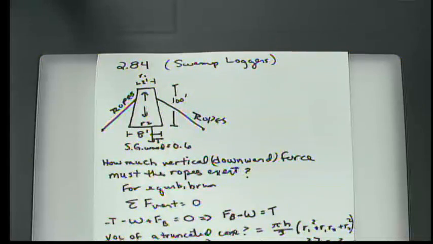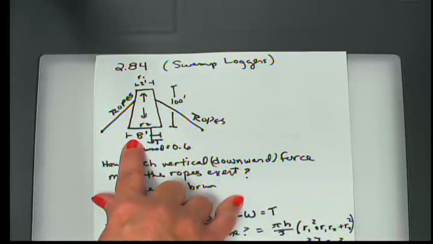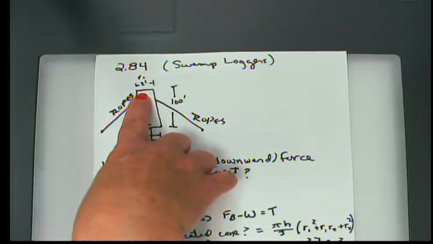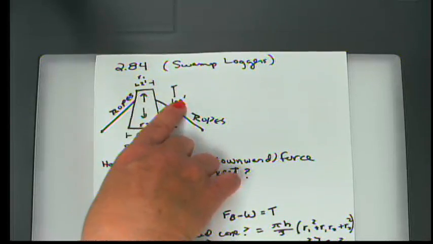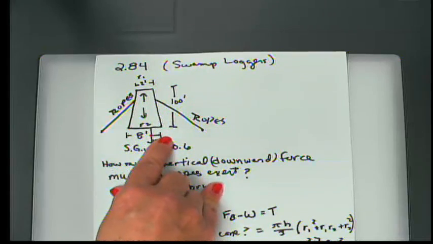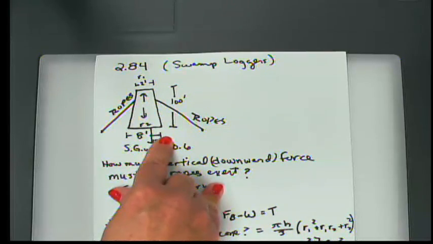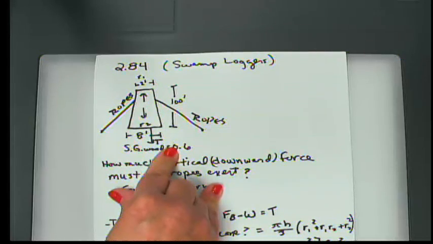Okay, so the specifics said, assume that a typical large tree can be approximated as a truncated cone with a base diameter of 8 feet, a top diameter of 2 feet, and a height of 100 feet. So I've drawn that here. We have a diameter at the base of 8 feet, a diameter at the top of 2 feet, and a height of 100 feet. And that's a lot of board feet of lumber as well, isn't it? That's a pretty big tree. Determine the resultant vertical force that the ropes must resist when the completely submerged tree is cut.